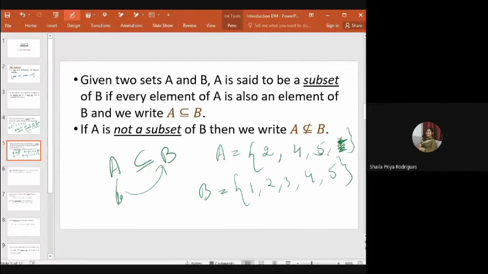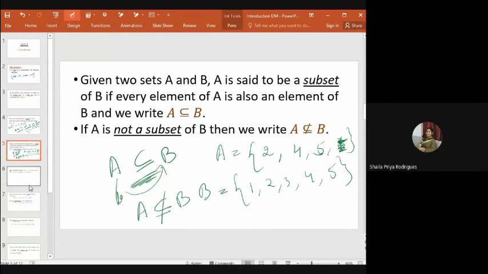So in the first case, when A was 2, 4, 5, and 6, you say that A is not a subset of B and you denote it like this. A not a subset of B. In the second case, when I excluded that 6, A is a subset of B. I hope you've written these two definitions down.